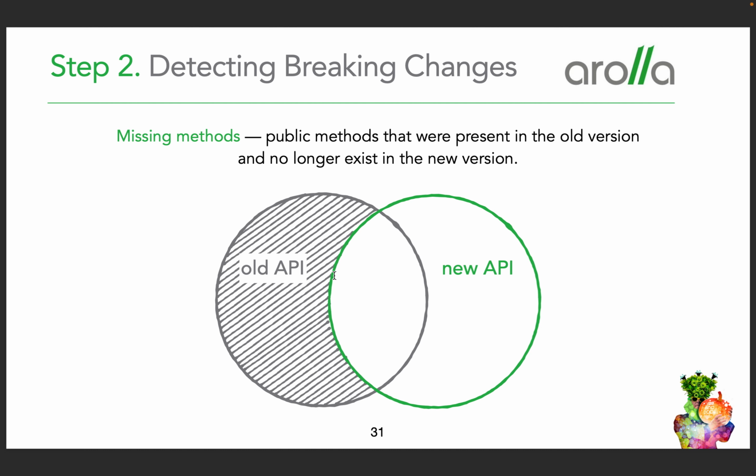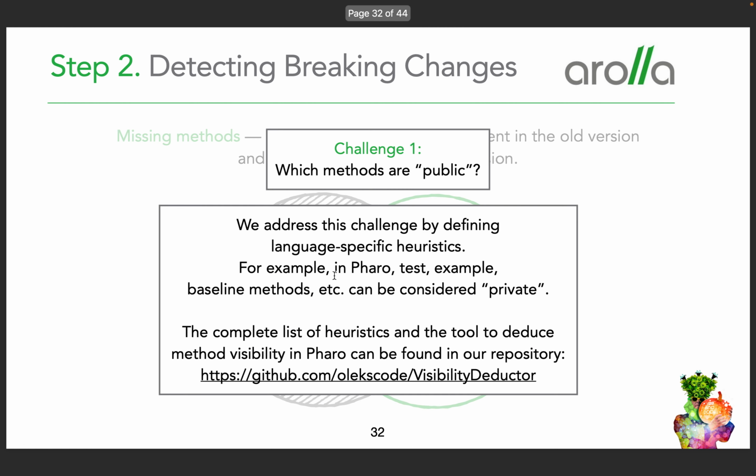Okay, so now the second step of our approach, we need to detect breaking changes, and there are many different kinds of breaking changes, but in this study we only consider one type, which is missing methods. Those are the methods of the old API that no longer exist in the new version of the library. So here comes the first challenge, because as we mentioned before, in Pharo there is no method visibility, which means that we don't really know what is part of the API. We don't really know which methods are public.